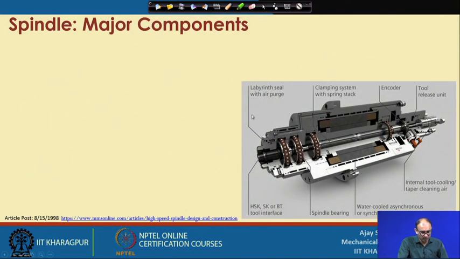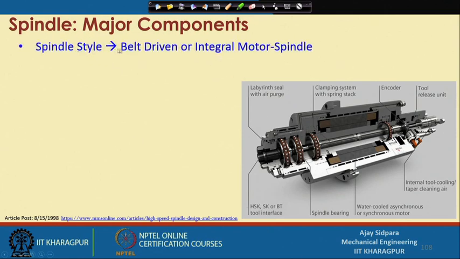So, what are the major components of these things? This is a very generic diagram of the spindle of the motor. First is the spindle type, it is a belt driven or the integrated motor type of thing. Here many different types of things are given. Then there is the encoder, because we have seen that rotary encoders are used for measurement of rotational speed.